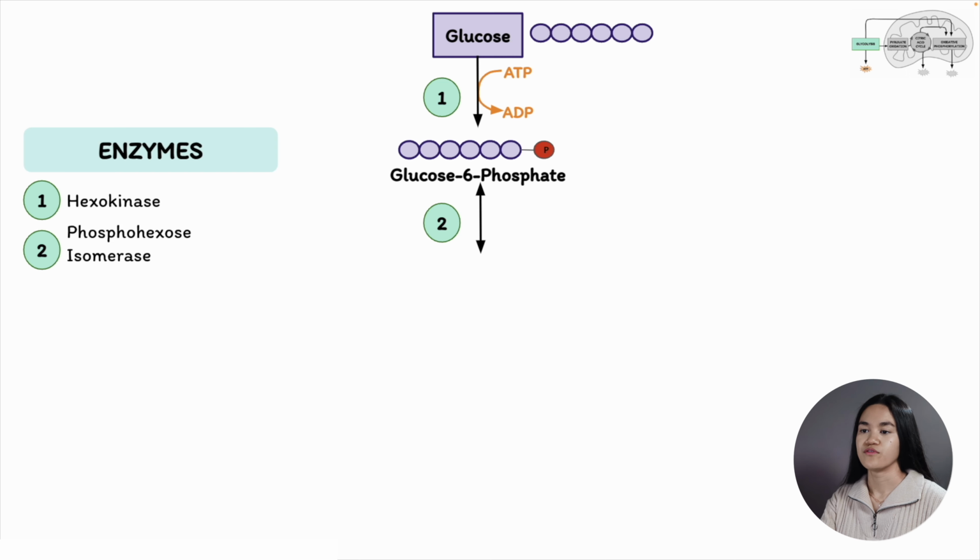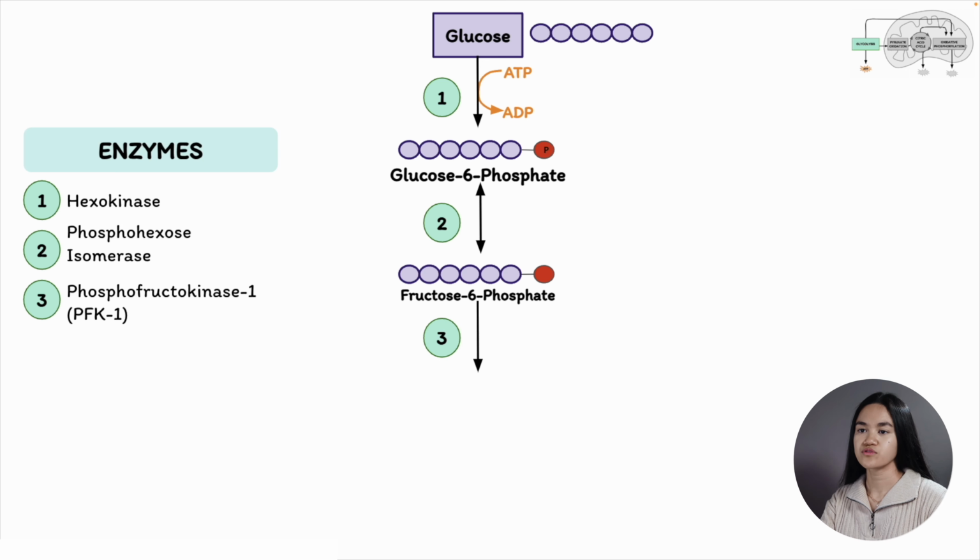Then we're going to convert glucose 6-phosphate to fructose 6-phosphate. This is a reversible isomerization reaction. We're going to move the carbonyl group to carbon 2, and the enzyme catalyzing this reaction is phosphohexose isomerase.